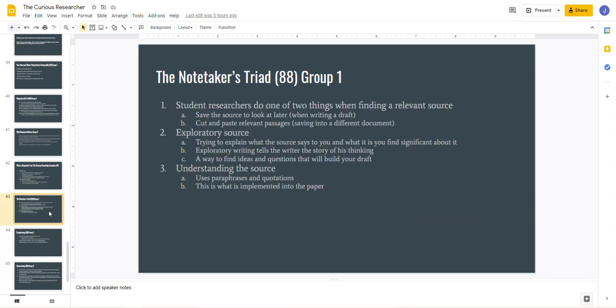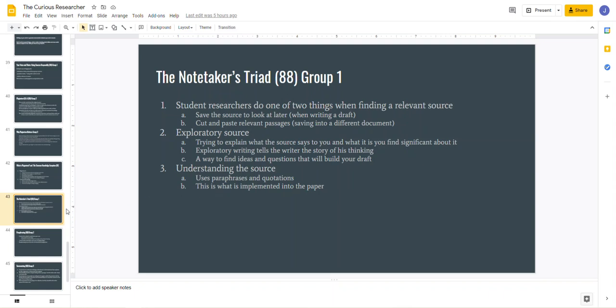of research and writing. So the note taker's triad is really straightforward, right? Generally we want to do two things when finding a relevant source. Whether it's exploratory, try to explain what the source says to you and what you find significant about it. Exploratory writing tells the writer the story of his thinking and is a way to find ideas and questions that build your draft. Understand the source, use paraphrases and quotations, and this is what's implemented into your research essay.